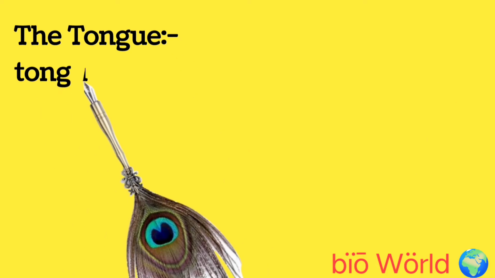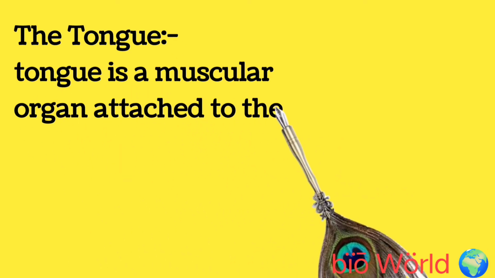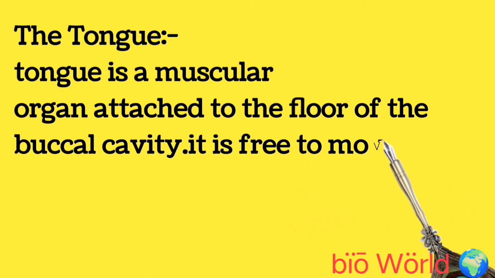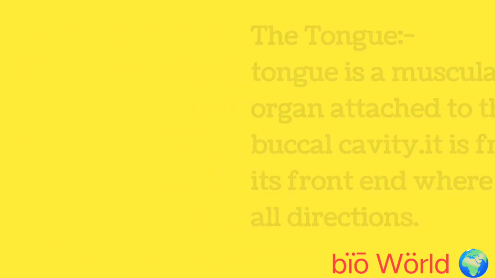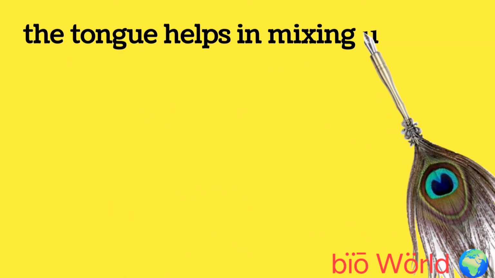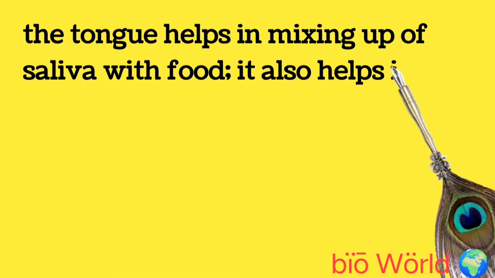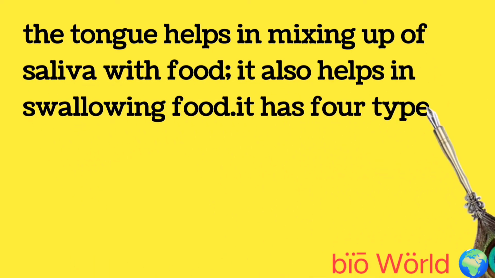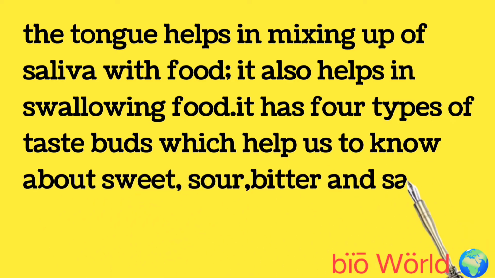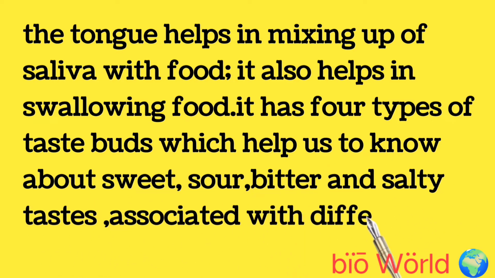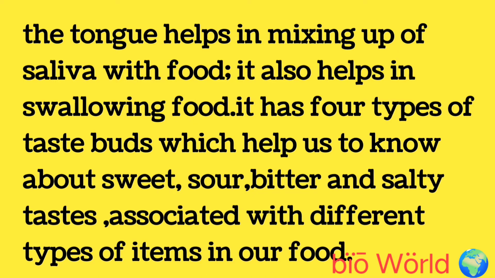The tongue is a muscular organ attached to the floor of the buccal cavity. It is free to move at its front end where it can move in all directions. The tongue helps in mixing up of saliva with food. It also helps in swallowing food. It has 4 types of taste buds which help us to know about sweet, sour, bitter and salty tastes associated with different types of items in our food.